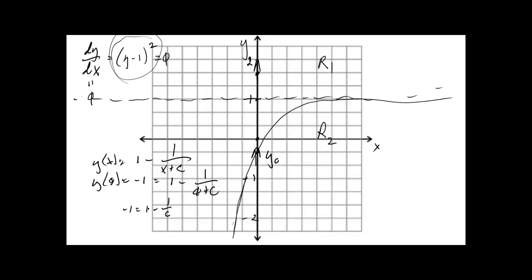So what I'm going to do is subtract 1 from both sides, and that gives us minus 1 over c is equal to minus 2. Multiply both sides by -1, then reciprocate, c is equal to 1/2. Okay, so if c is equal to 1/2, then going back here, this will be 1 minus 1 over x plus 1/2.